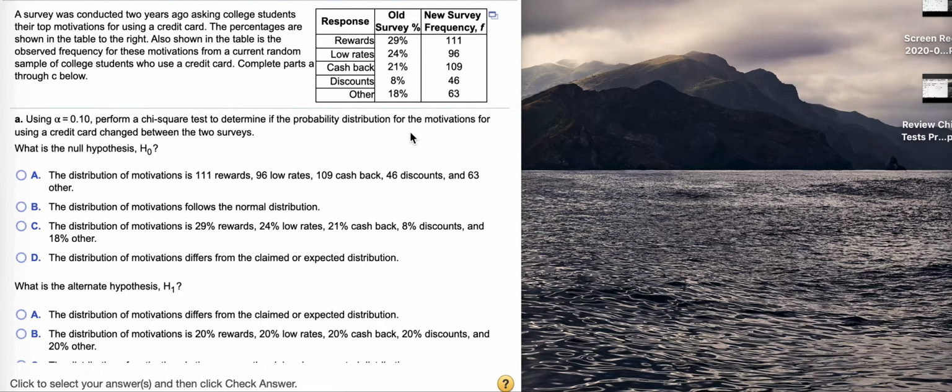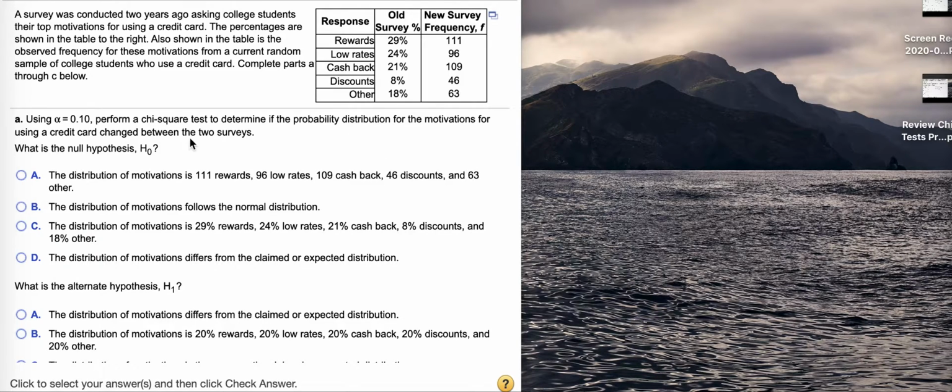In our review of chi-square tests, a survey was conducted 2 years ago asking college students their top motivations for using a credit card. The percentages are shown in the table to the right. Also shown in the table is the observed frequency for these motivations from a current random sample of college students who use a credit card.